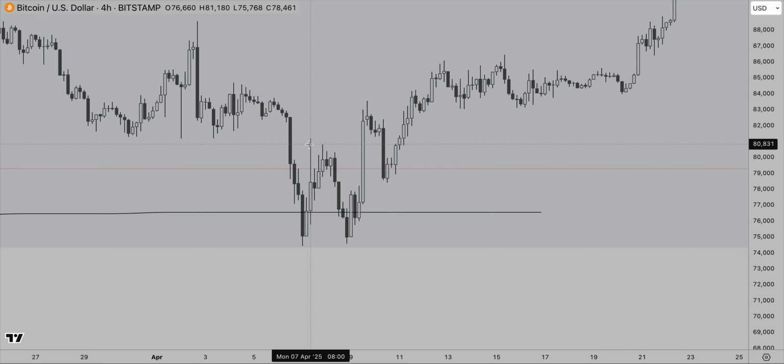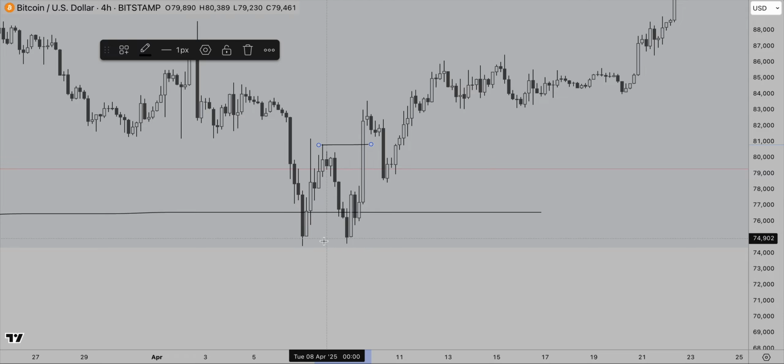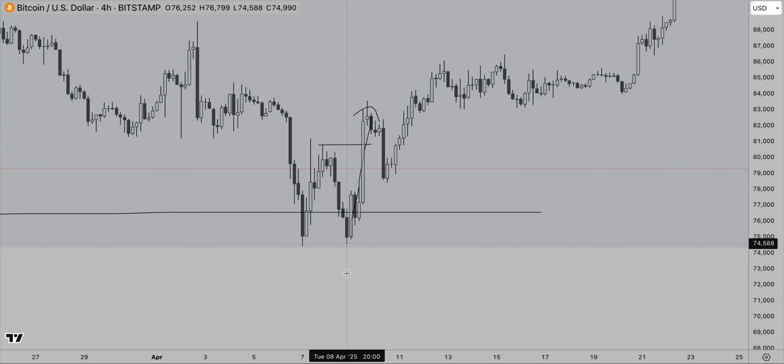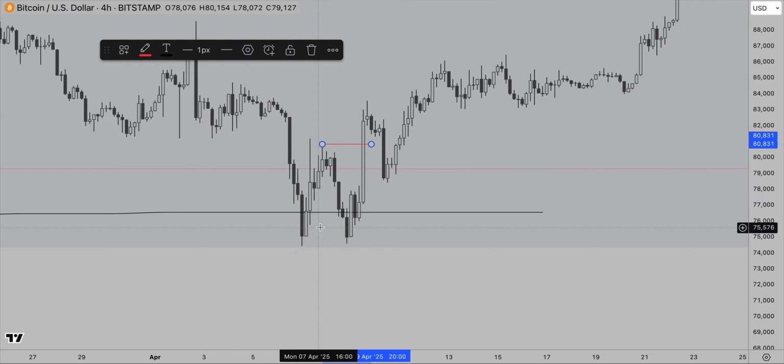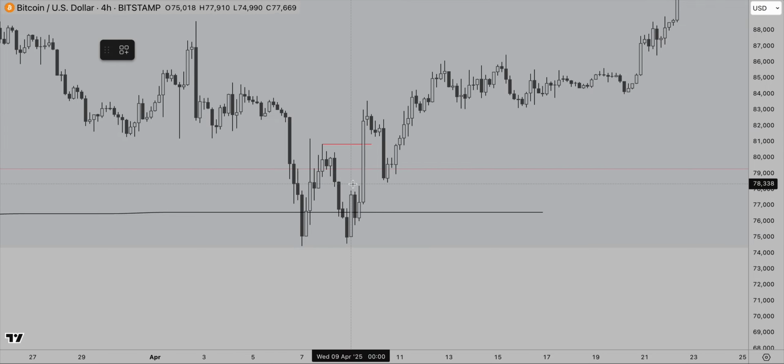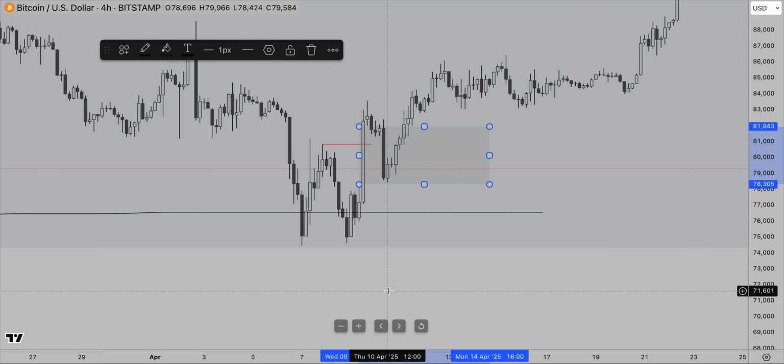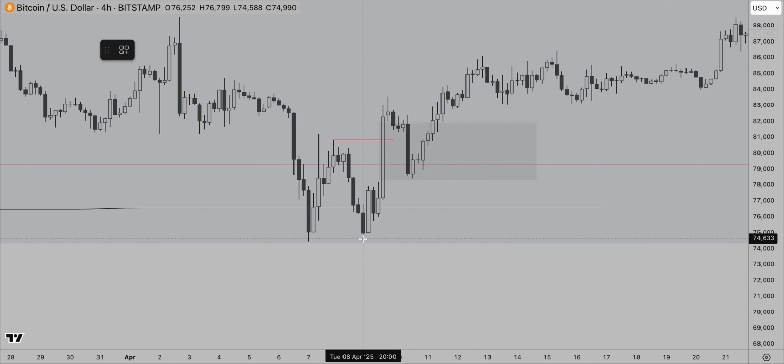So what we can see down here is a break of market structure. We had a huge push to the upside. We had this fair value gap down here. So let's mark these on properly. I would then look for an OTE level entry.